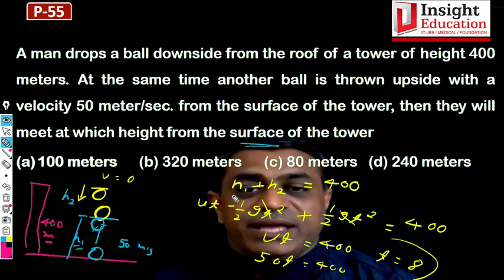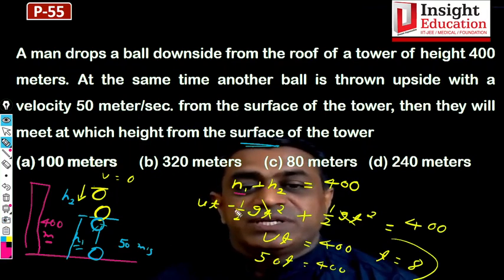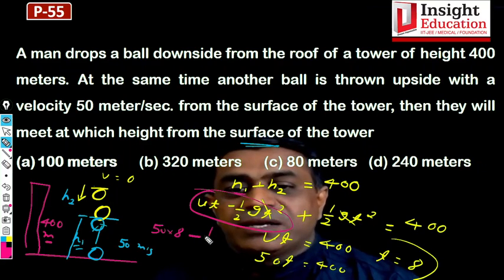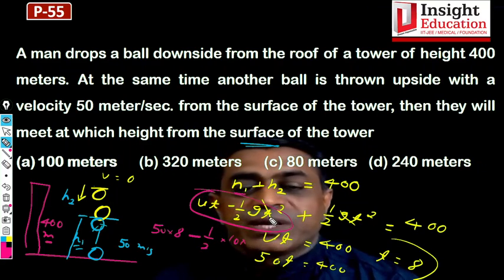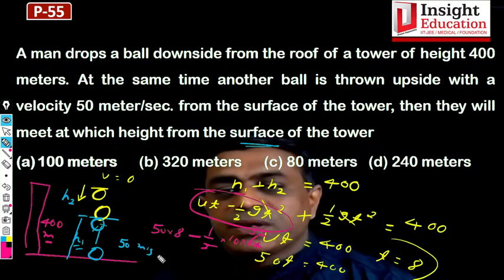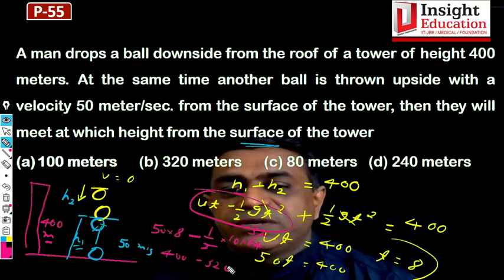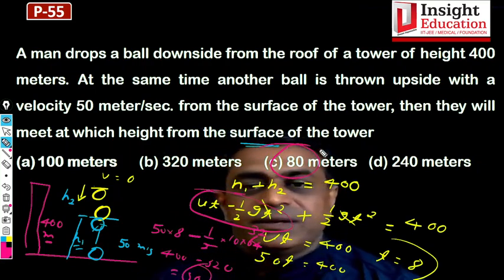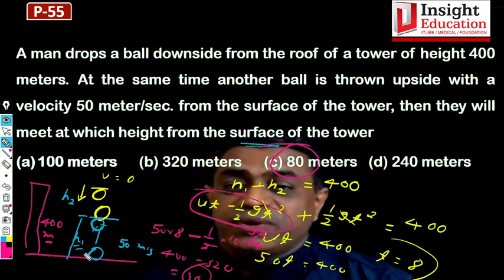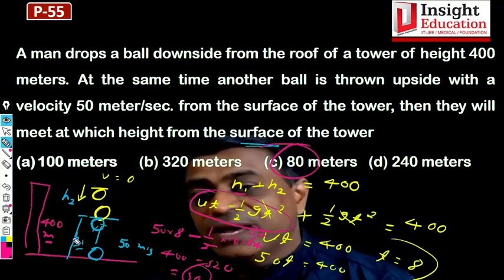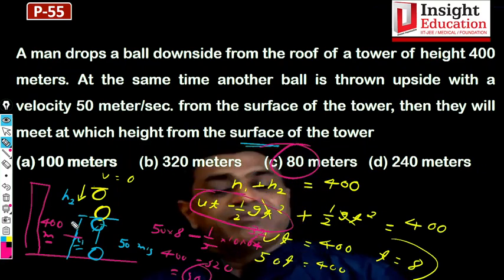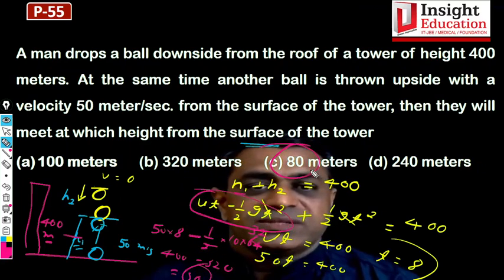After 8 seconds, the equation of h is ut minus 1 half gt square. So I can replace t is equal to 8. So 50 into 8 minus 1 by 2 into g, 10, into t square, 8 into 8 is 64. So 64 into 5 is 320, so 400 minus 320, so that is 80 meter. Okay, so the answer is 80. The bottom ball will reach a height of 80 meter, and the upward ball will travel a distance of 320. Clear? So the answer is 80.